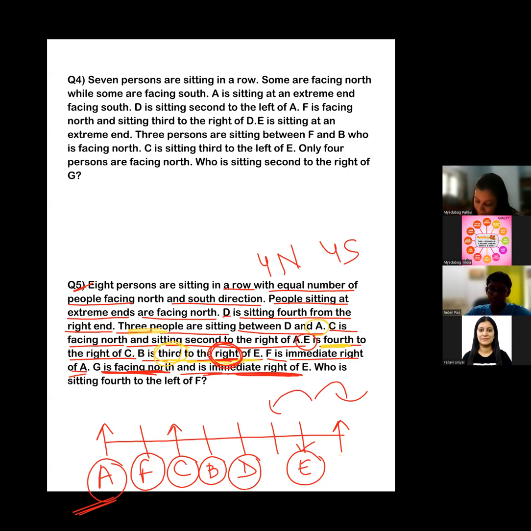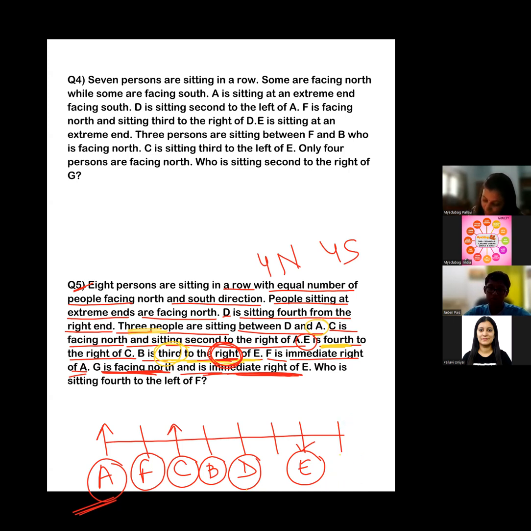Let me see if there is any other information. So if we place, I think there are two possibilities now where we can place G. Because if we place G over here, then also this is satisfying because G is facing north.